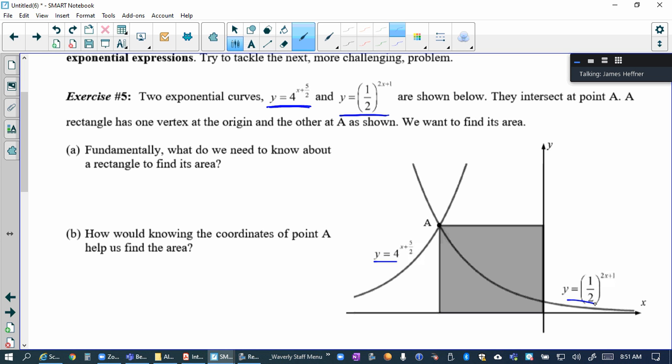And they got this rectangle in here, which starts at the origin, at 0, 0, right? And then this point A. And then we're talking about finding the area. There's another important part to this. So to find the area of a rectangle, what do you need?